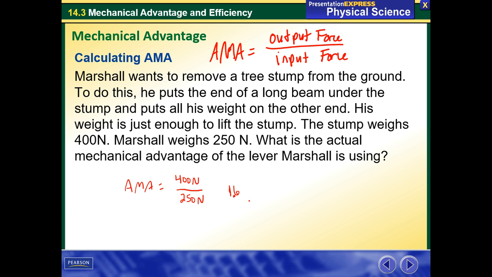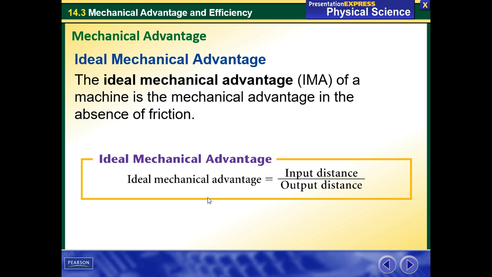1.6. And I asked my kids in class today, are we done? And hopefully you said, yes, we're done. And the reason for that is because AMA does not need a unit. My newtons and my newtons cancel. The other type of mechanical advantage we haven't talked about yet is ideal. It is abbreviated IMA, and it's where there is an absence of friction.